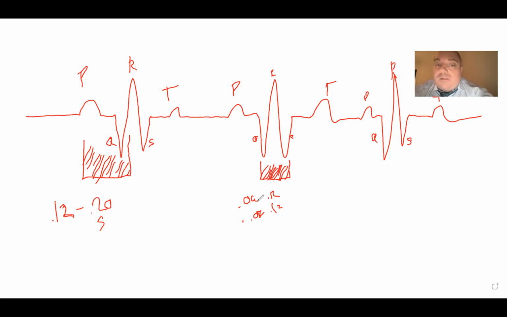So why? Once again, when we get into rhythm identification, we're going to ask ourselves a whole bunch of questions when looking at a rhythm. We're going to say, okay, does it have P waves? Does it have this? Does it have that? One of the things we're going to look at is what is the width of my QRS? Okay, is my QRS narrow or is it wide?